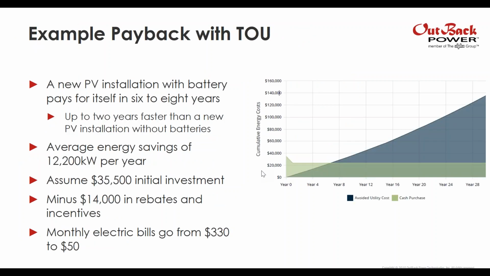Here's an example, payback with time of use. So with this financial model, we put in a new PV installation in Sacramento Municipal Utility District. With battery, it pays for itself in 6 to 8 years, and that's up to 2 years faster than the comparable PV installation without batteries. So tremendous energy savings per year. And again, we assumed a pretty big array and a pretty big initial investment. We assumed some rebates and incentives, and we saw the customer's monthly utility bill go from $330 a month down to $50 a month.